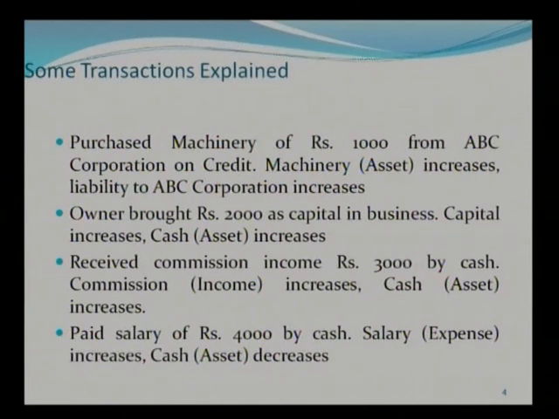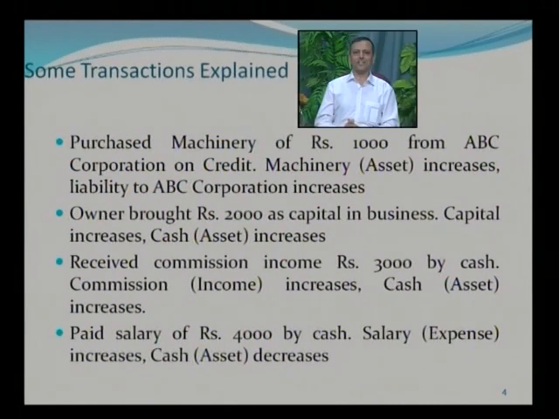And on the other hand, what is the impact? Your asset increases. On the other hand, because you are buying this machine on credit from ABC Corporation, you are incurring liability to ABC Corporation. So your asset increases, and liability to ABC Corporation increases.